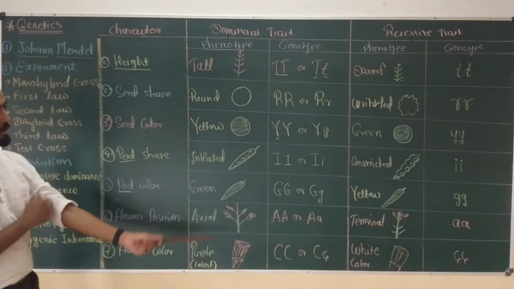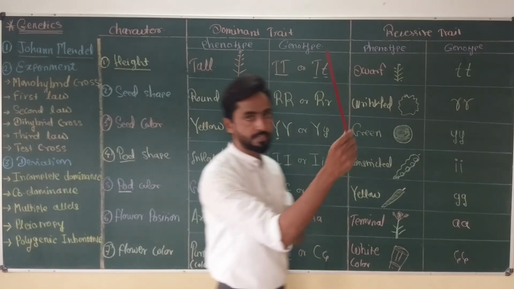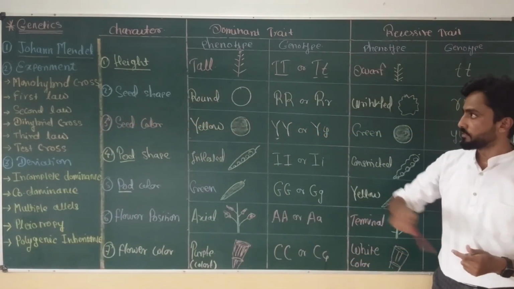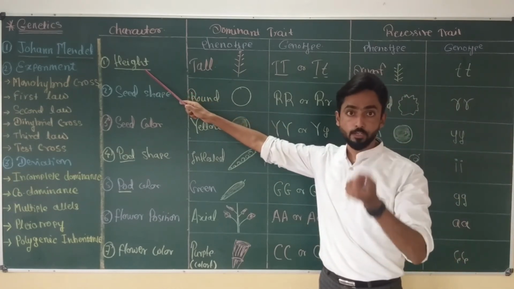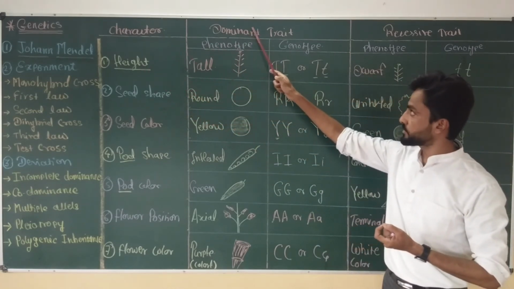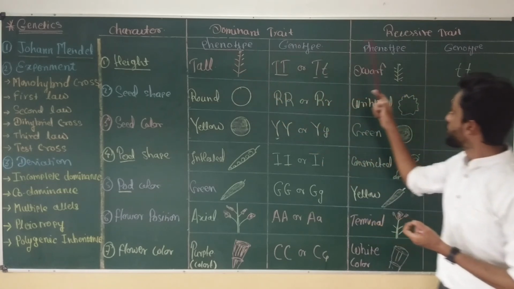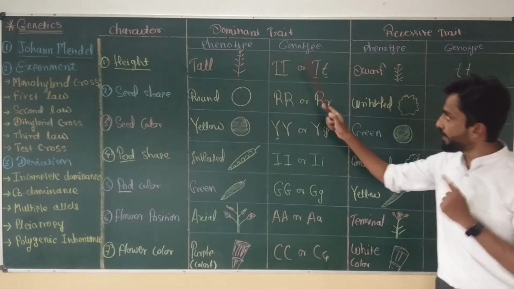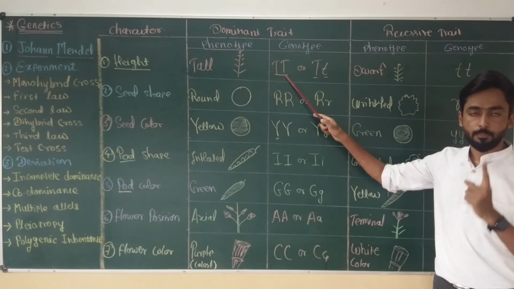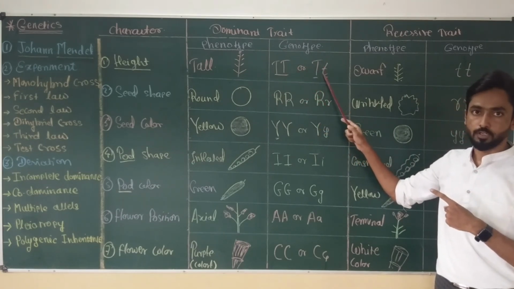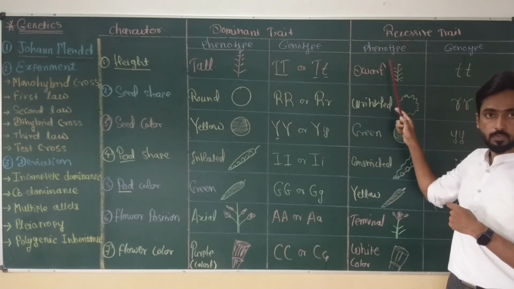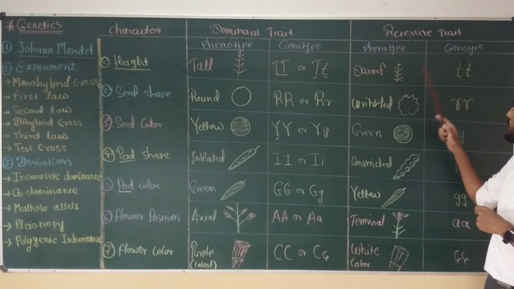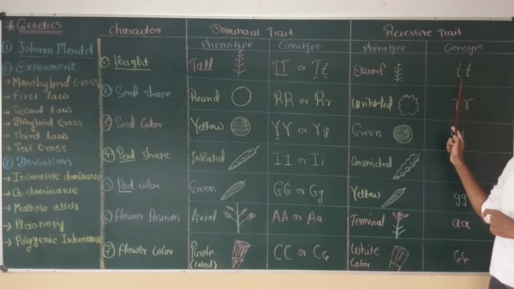So we have discussed all the 7 characters that Mendel selected for his famous hybridization experiment. The first character is related to the height of the plant. Its dominating form is tall while the recessive form is dwarf. Tall plants are produced when the genotype of the plant is capital T capital T or capital T small t, while the recessive character, that is dwarf plant, is produced when the genotype is small t small t.